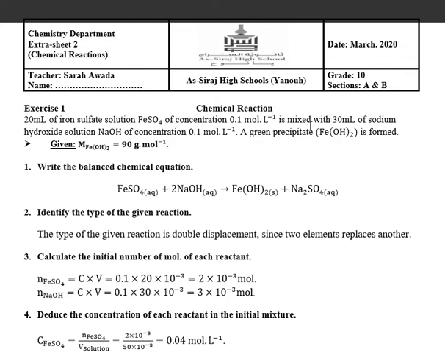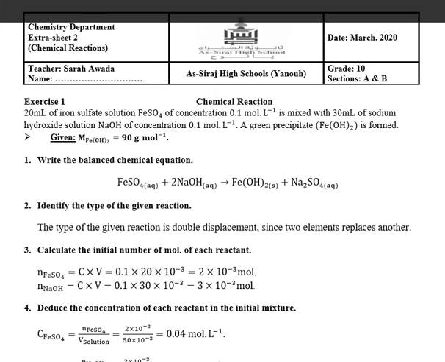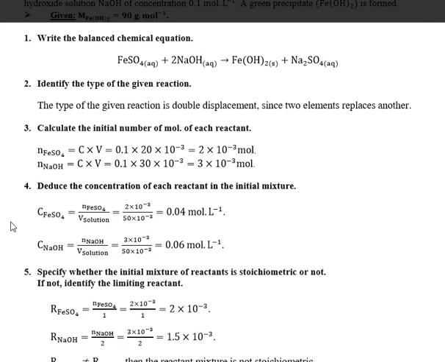And this change in the volume of the solution leads to the change of the concentration of FeSO4 and that of NaOH. So to calculate the new concentration of each reactant, you have to use the rule: number of mole of FeSO4 divided by the total volume of the solution. Its number of mole remains the same, 2 times 10^-3, divided by the total volume, which is 50 times 10^-3. So the final answer is 0.04. Don't forget that the volume should be in liters.